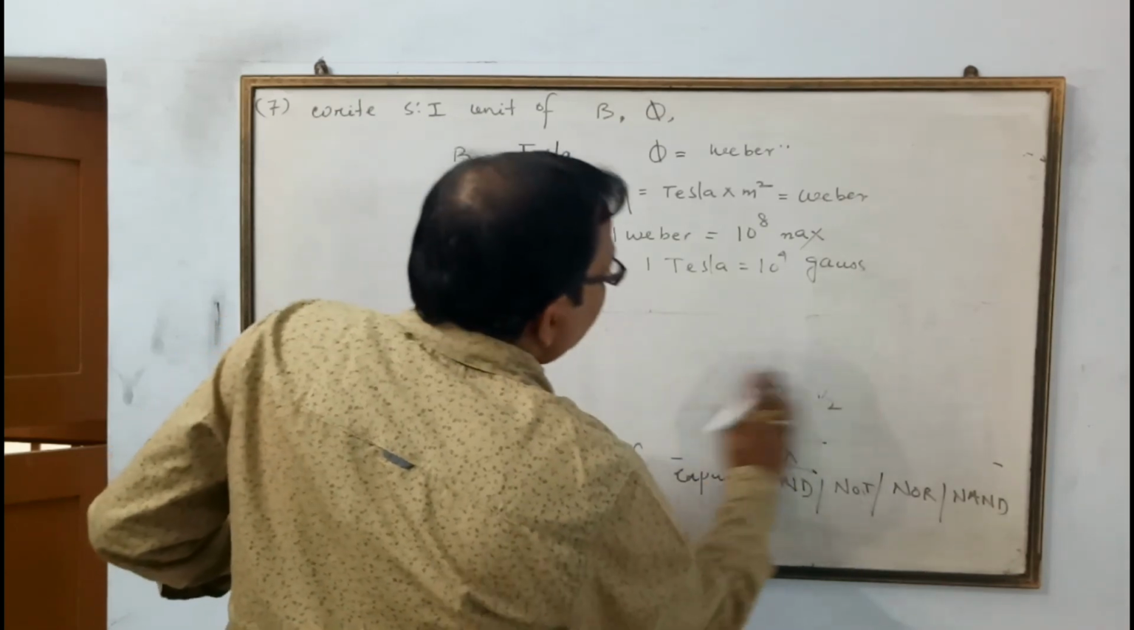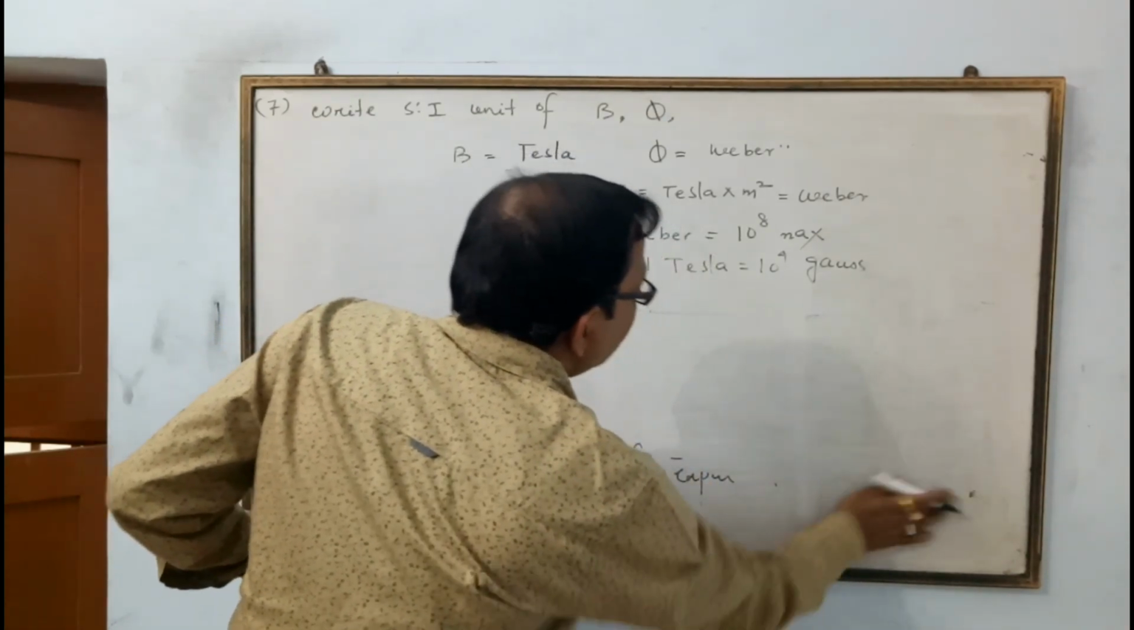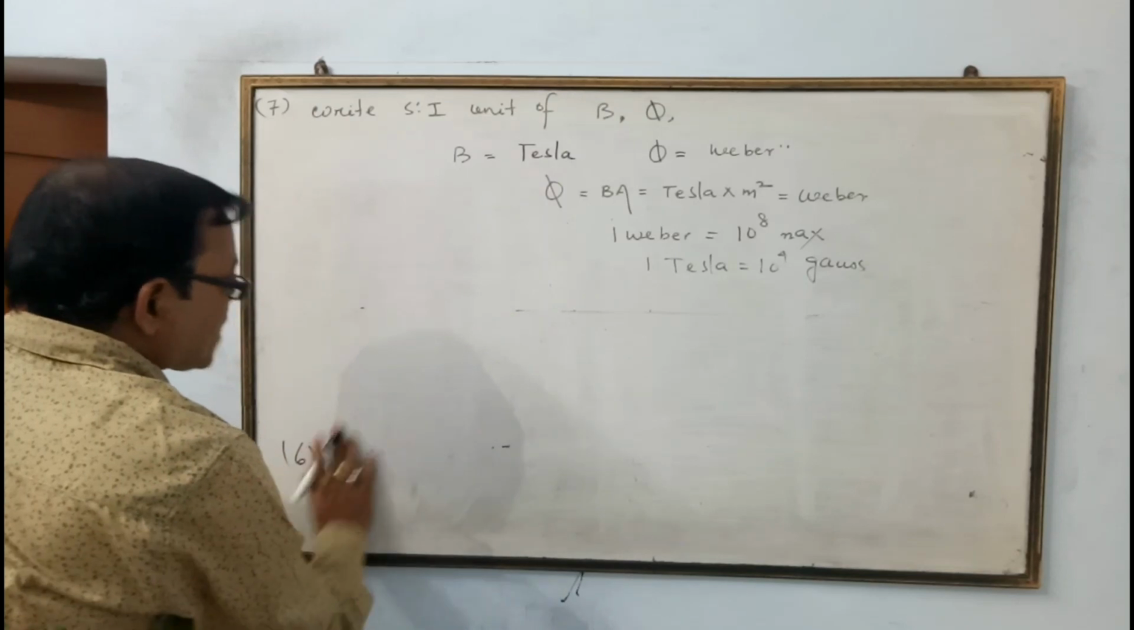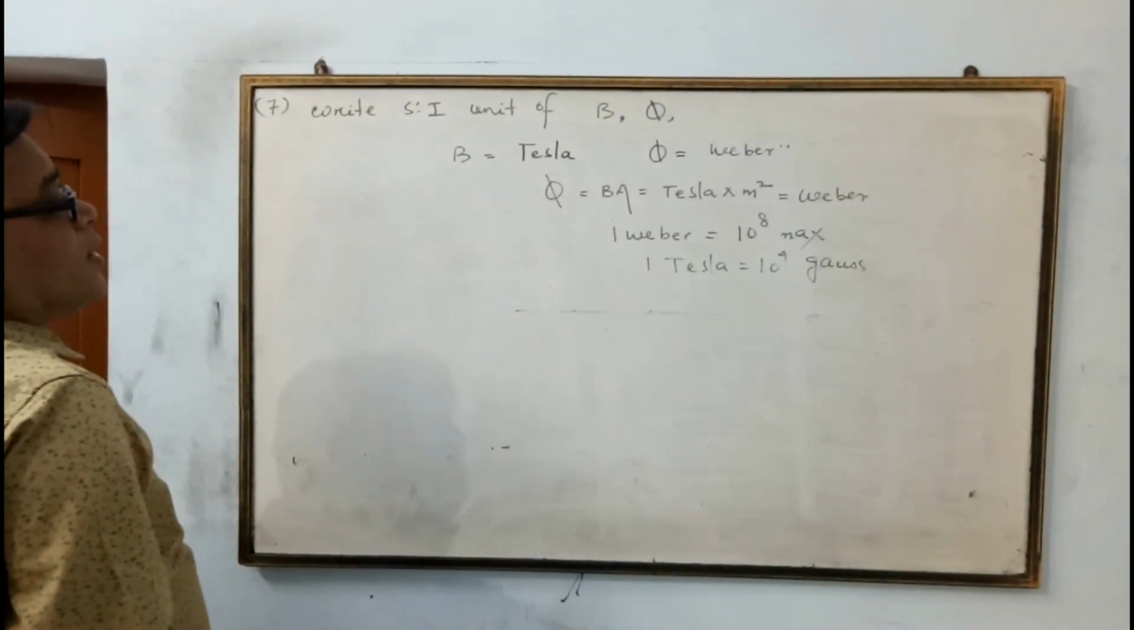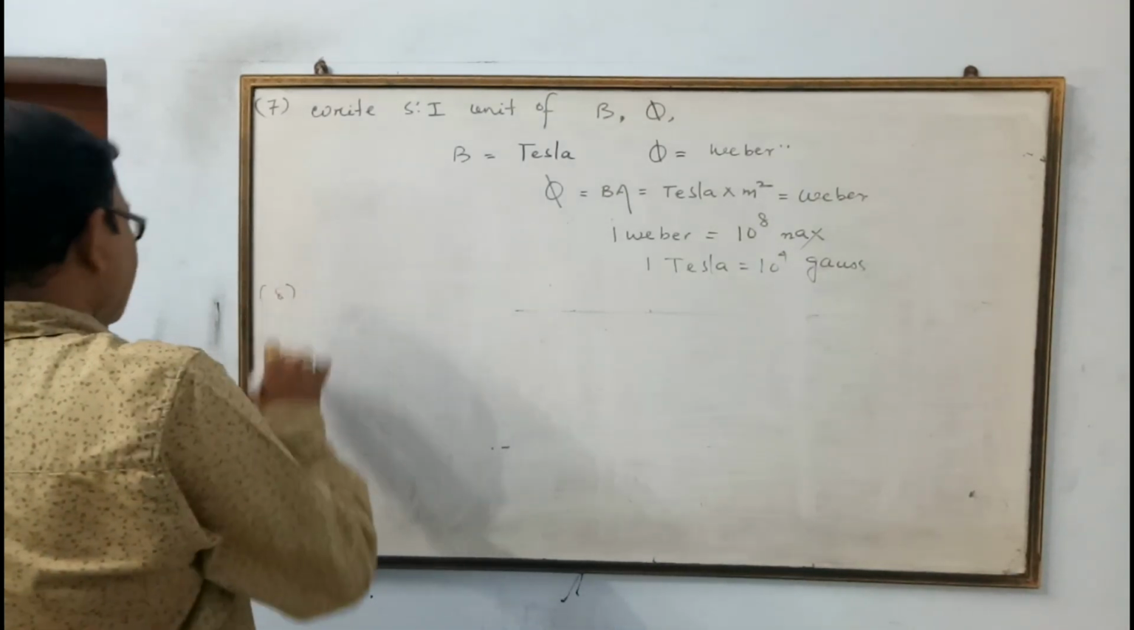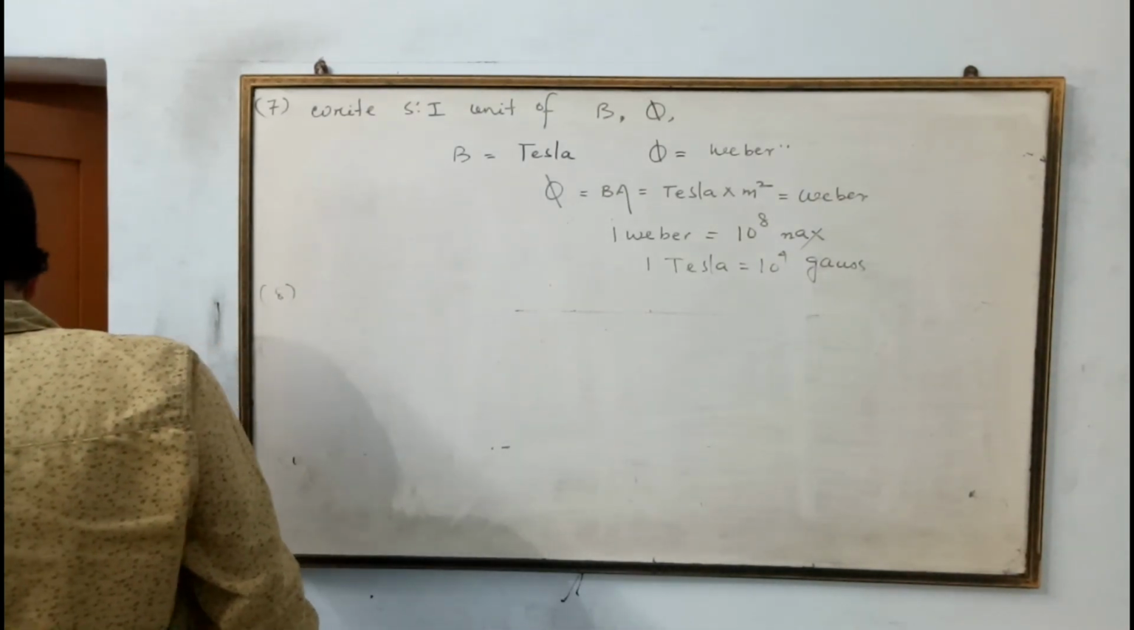Write the SI units of B and phi; the related questions are like this: the relation between B, phi, A, and the relations and the units. Question number 8.